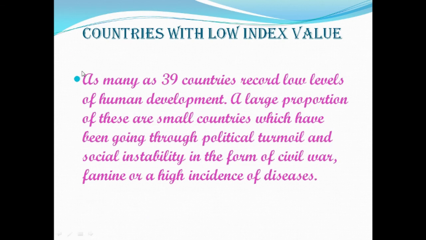Now, the countries with low index values. There are a total of 39 countries, and these countries record a low level of human development. A large proportion of these are small countries which have been going through political turmoil and social instability in the form of civil wars, famine, or high incidence of diseases.